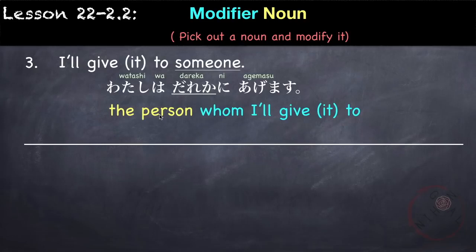The person or that someone whom I'll give it to. 私があげる人。私があげる人。Again, the particle ni is not necessary. So we can use modified nouns just like how we would use a normal noun. So we can use it as a topic, as a predicate, or the object of the verb in a sentence.